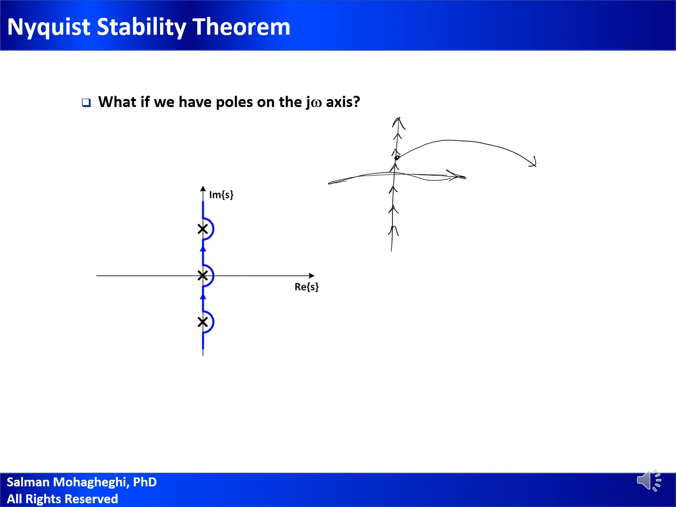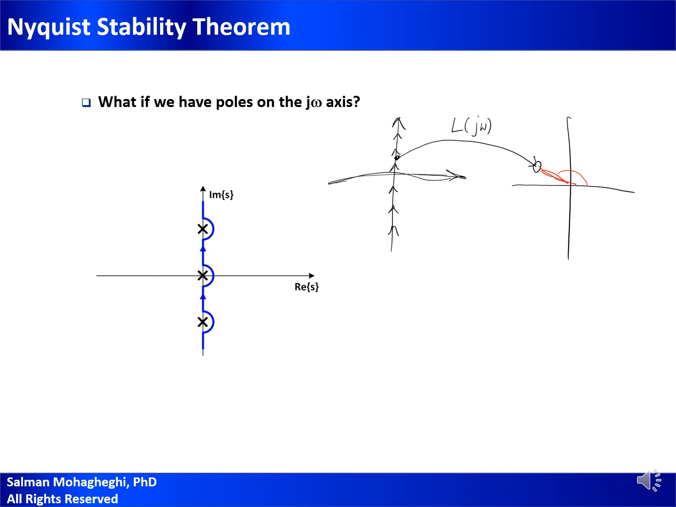For each particular frequency, I find out what L of j omega is at that frequency. So what is its magnitude? What is its phase angle? This is going to be its magnitude. So this is going to be the magnitude. This is going to be the phase angle. Then I do this for different points and then connect those dots together to find the Nyquist plot.